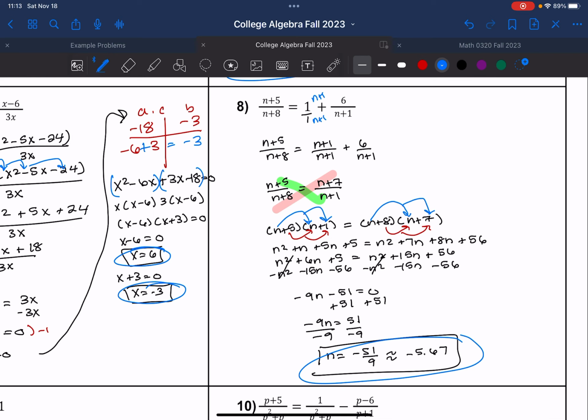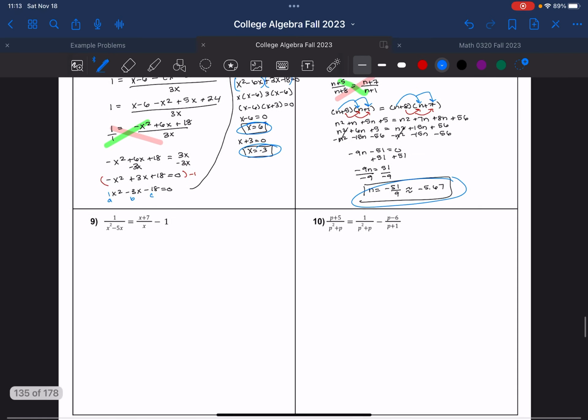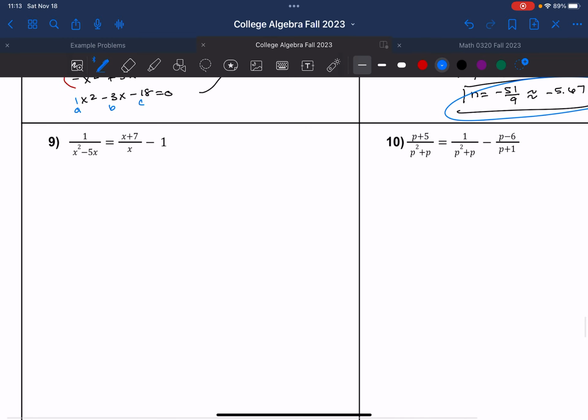Okay. I'm going to go ahead and leave number 9 for self-practice. And then if you want to check, you should get x equals 5.14 or 36/7 as your answer. Okay.